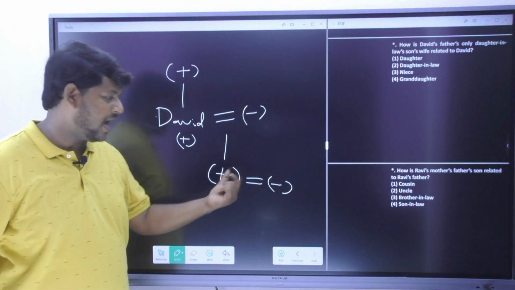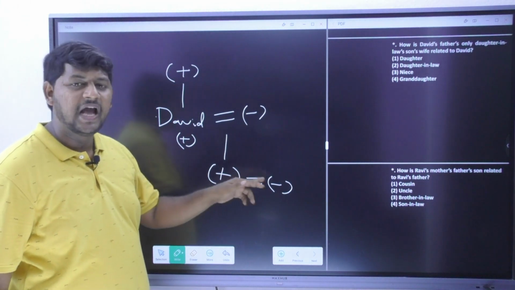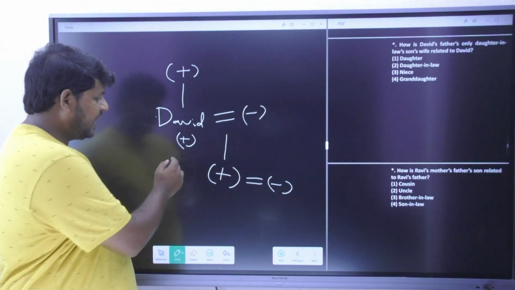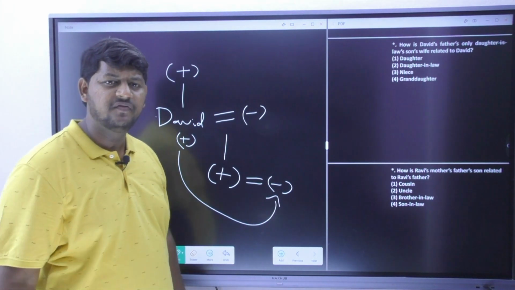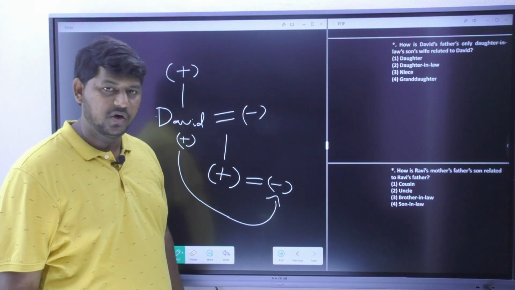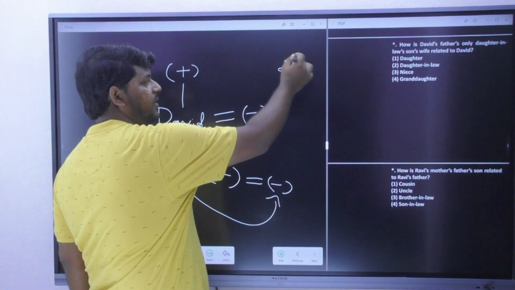David's son got married, and the son's wife is related to David. Now what is David going to call this lady? Your son's wife is definitely your daughter-in-law. Am I clear? So that is again option number 2.